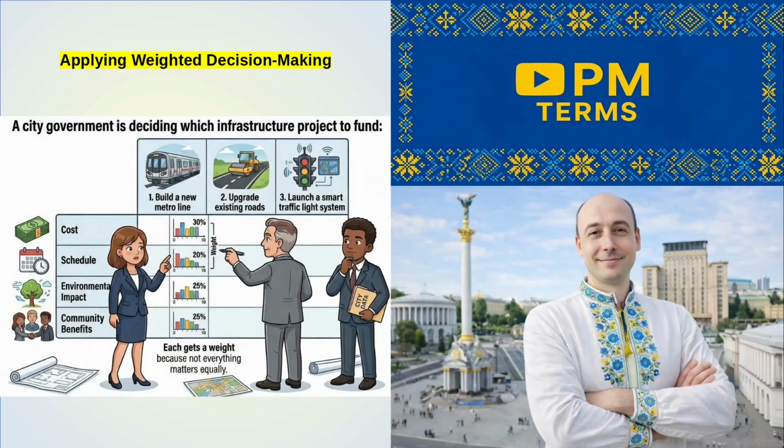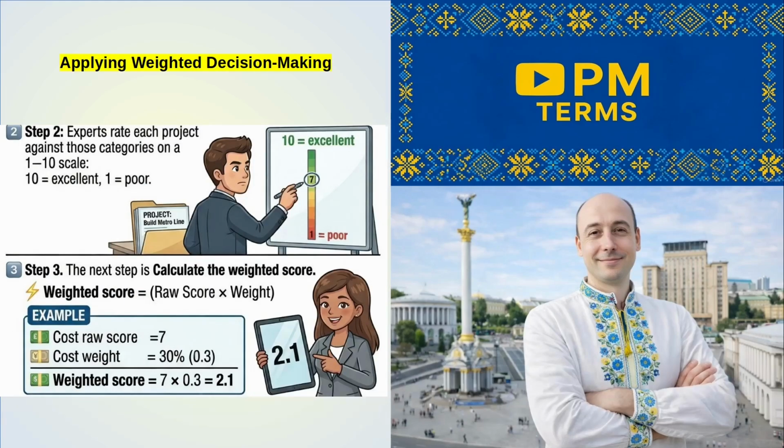Step 1. The city government weights each factor by its percentage of importance. They always add up to 100%. Cost 30%, schedule 20%, environmental impact 25%, community benefits 25%. Step 2. Experts rate each project against those categories on a 1 to 10 scale: 10 excellent, 1 poor.